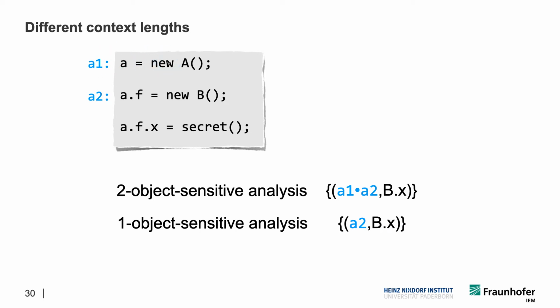Now, sometimes that lost information may matter. Sometimes you may lose precision here. Sometimes you may not. That depends a lot on what the object structures in your program look like.